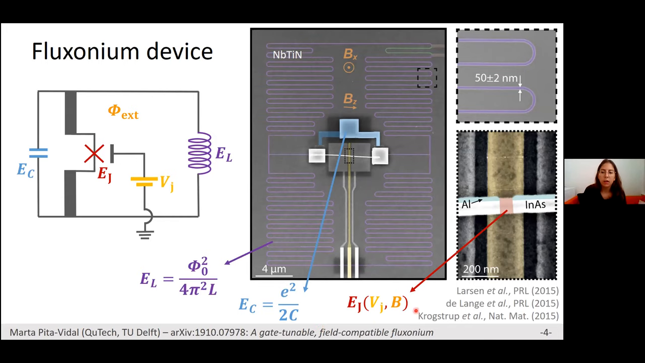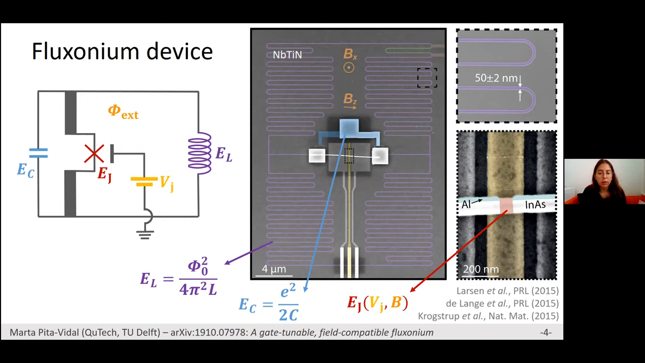However, EJ will depend on the magnetic field and can also be tuned with our junction gate, which is situated under a small section of the indium arsenide nanowire that is not proximitized by aluminium and that therefore forms the junction. These two uncolored gates here are not varied for the results presented here.